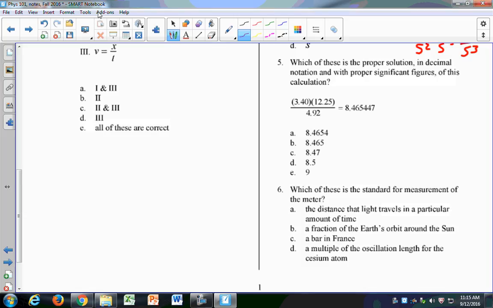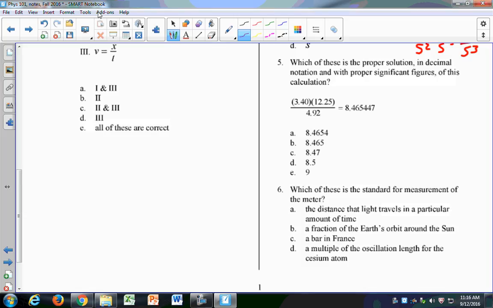Okay. All right. Well, let me address that question first. So here, I do this times this. Actually, you can do this first, but I'm going to do this times this. And so that'll be 3 sig figs here, 4 sig figs here. So I carry 3 sig figs. And then I divide by a 3 sig fig number. And so my final answer should have 3 sig figs. So I look for the answer C, which just has 3 sig figs.